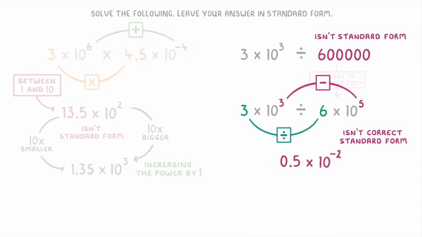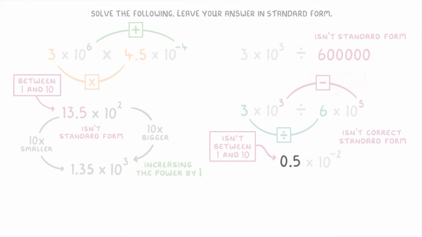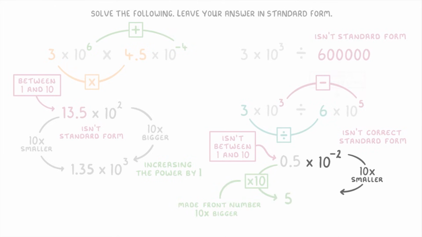But again, this isn't correct standard form, because 0.5 isn't between 1 and 10. This means that we're going to have to take the 0.5 and multiply it by 10 to get 5. And because we made the front number 10 times bigger, we're going to have to make the other part 10 times smaller, which we can do by decreasing the power by 1. So our final answer will be 5 times 10 to the power of negative 3.